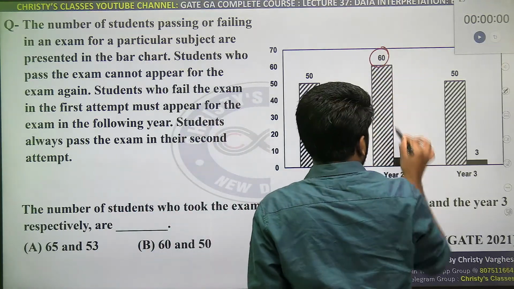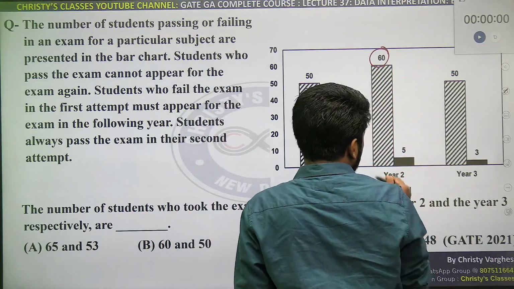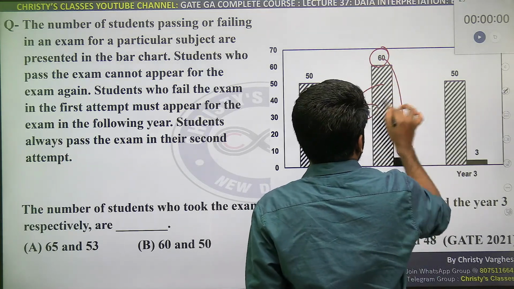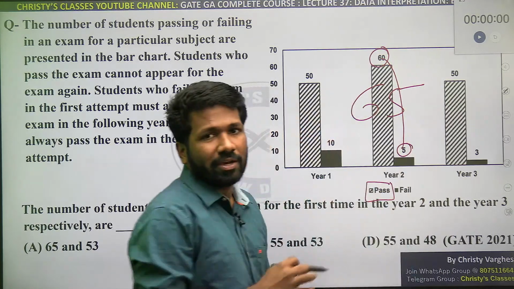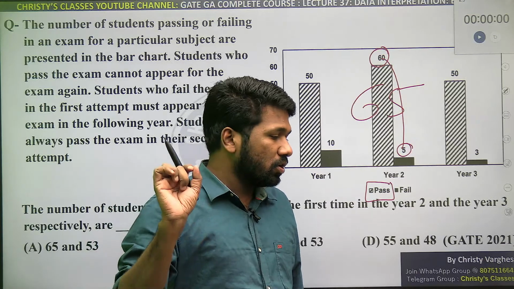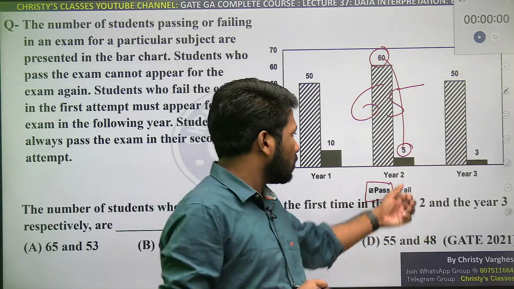60 people passed in year 2. The shaded region is pass, the dark region is fail. So 60 plus 5, 65 students in year 2. Total 65 students appeared. There are total 65 students who appeared for the exam in year 2.